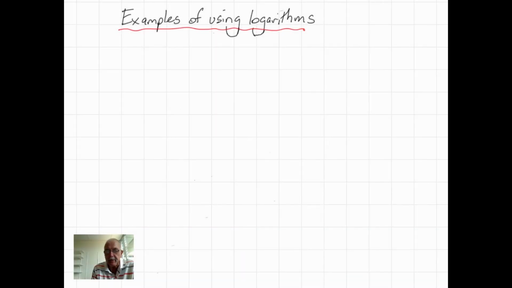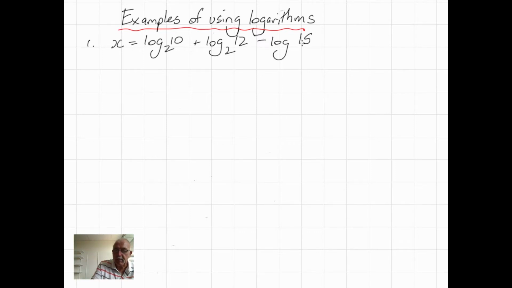Now I'd like to work through a few examples on using logarithms, so you get used to the techniques. And don't forget, logarithms are like indexes, so we're going to use some of that way of thinking to do these. So we've got x equals log of 10 to base 2 plus log 12 to base 2 minus log 15 to base 2, and we're asked to find x.